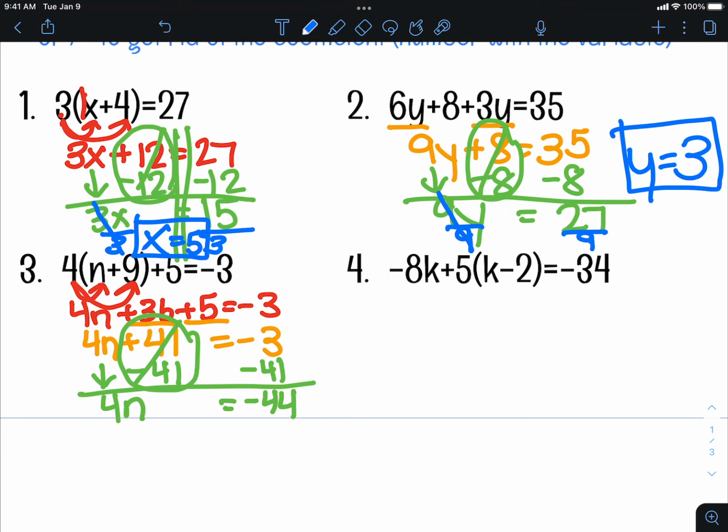And then lastly, we have to multiply or divide. 4n means 4 times n, so we're going to divide by 4 on both sides. 4 divided by 4 is 1. 1n is just n. And -44 divided by 4 is -11.